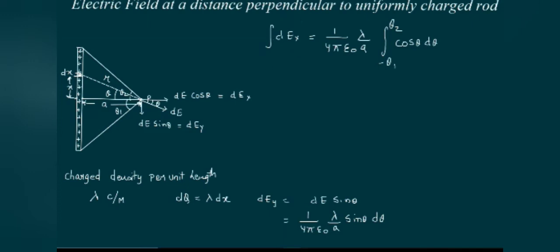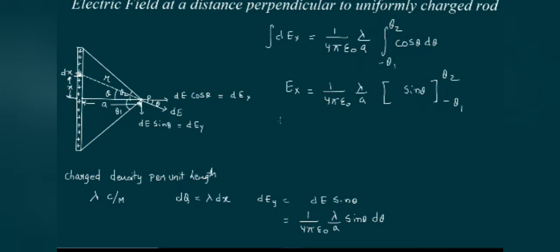If you integrate cos theta, we will get the answer as sin theta. The integration of dEx is Ex. Therefore 1 by 4 pi epsilon naught lambda by a sin theta. If you differentiate cos theta, we will get minus sin theta; if you integrate cos theta, we will get sin theta. The limits are minus theta 1 to theta 2. Now we have to apply the limits to sin theta. If you integrate cos theta d theta from minus theta 1 to theta 2, we will get sin theta, with the limits minus theta 1 to theta 2.